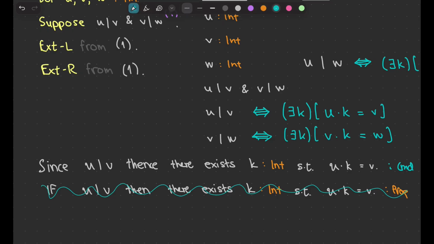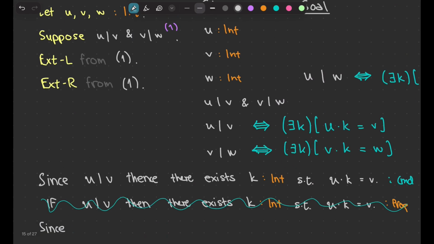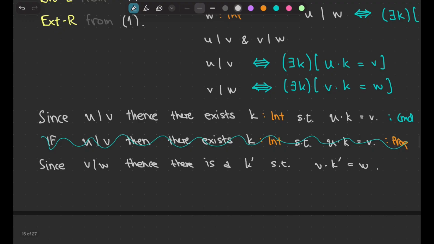It would be something like since, somebody help me, please. Nobody wants to help me, okay. Since v divides w, then there exists, or there is, I don't know, there is a k prime, such that v times k prime is equal to w. Okay, are we following what's going on?